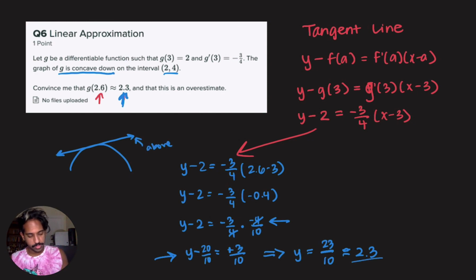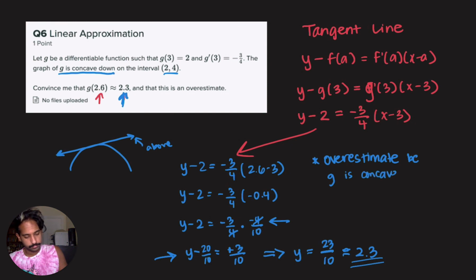So we can show that this is 2.3, and then we can say overestimate because g is concave down. That's it. You convinced me.